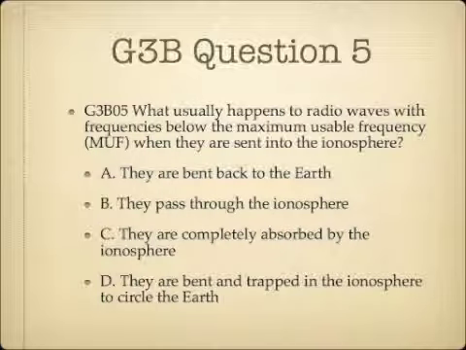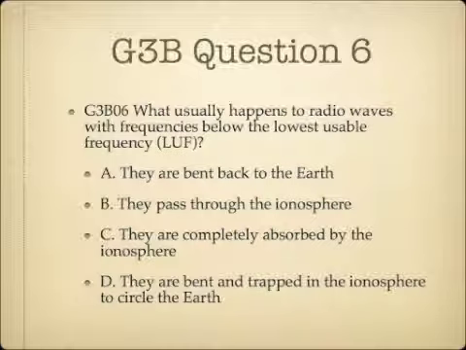Question 5. What usually happens to radio waves with frequencies below the maximum usable frequency when they are sent into the ionosphere? A. They are bent back to Earth. B. They pass through the ionosphere. C. They are completely absorbed by the ionosphere. Or D. They are bent and trapped in the ionosphere to circle the Earth.